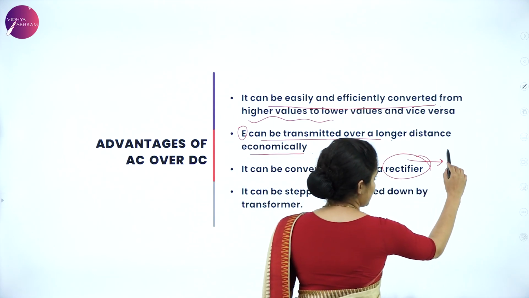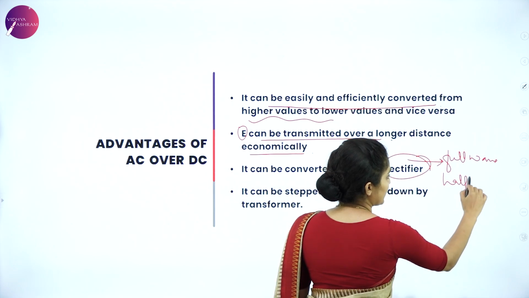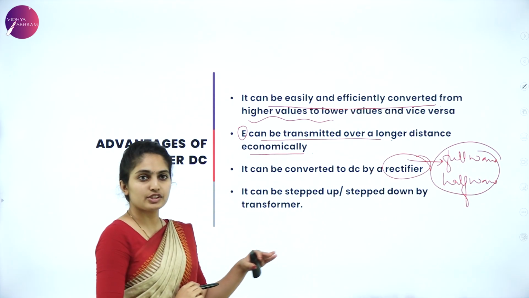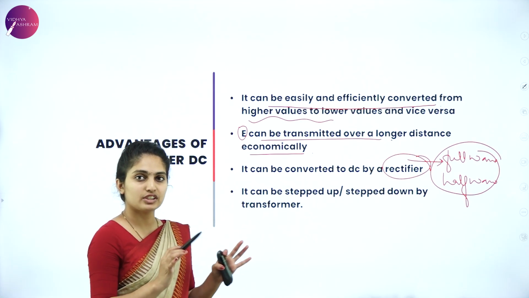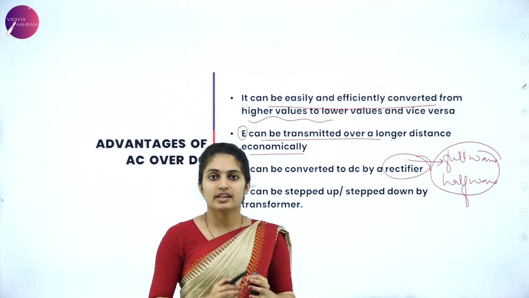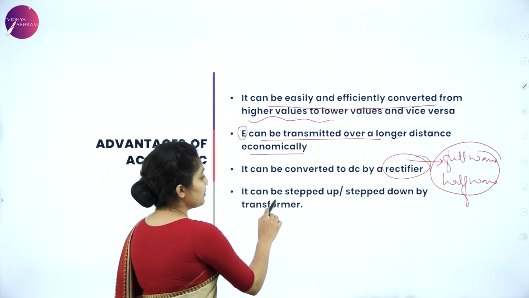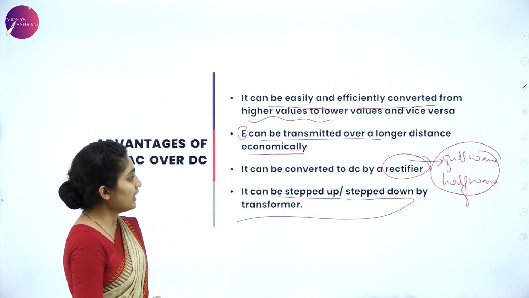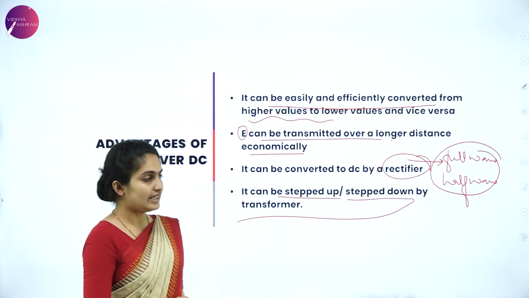So what exactly is it? You have full wave rectifiers as well as half wave rectifiers. With the help of a diode this is produced. So AC to DC conversion is possible with the help of what are called rectifiers. The rectifiers are the ones which have diodes in them. Next, step up as well as step down transformer operation can also be performed. Those are the advantages of AC over DC.